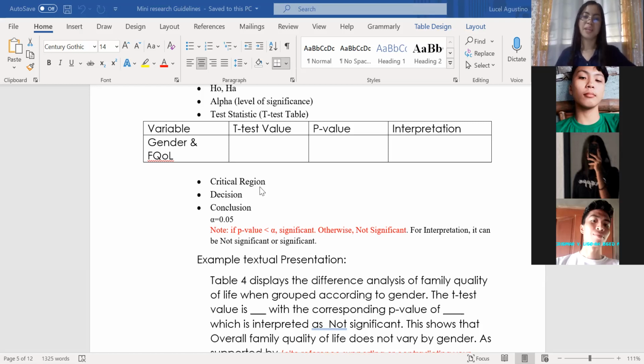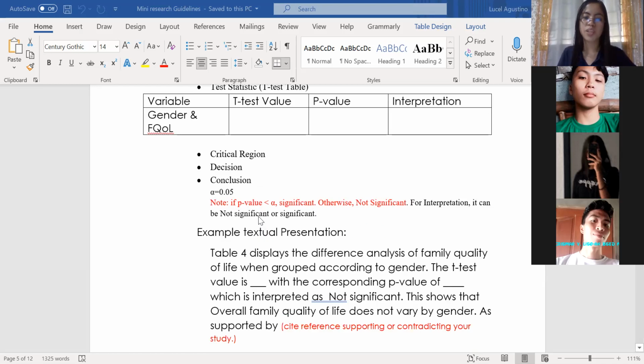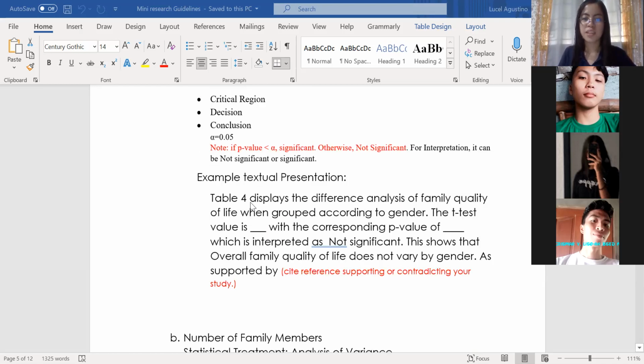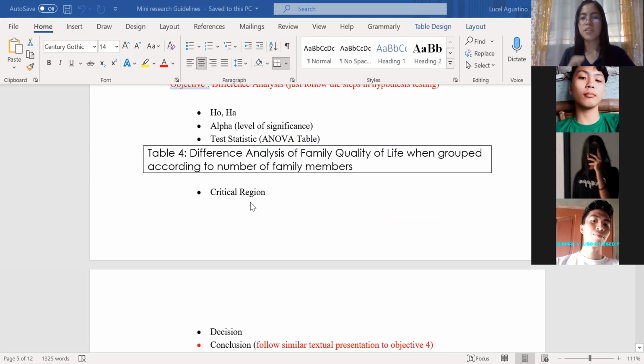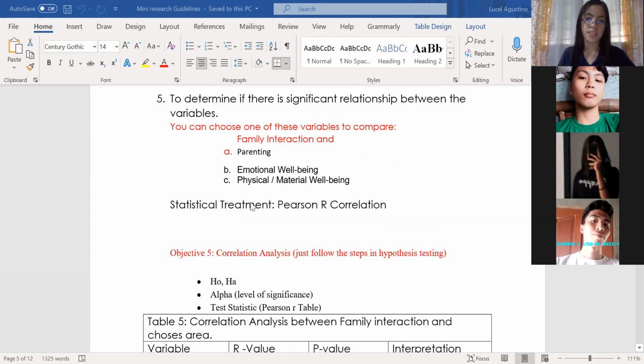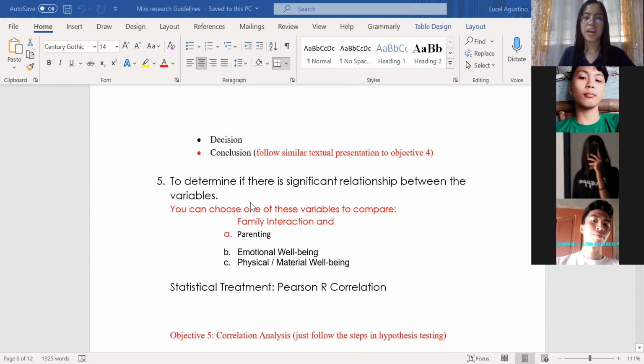So, decision, same principle, and then conclusion. That is the textual presentation. Table 4 displays the difference analysis. So it is the same as in ANOVA. Just use the 5 basic steps of hypothesis testing. And then, objective 5.